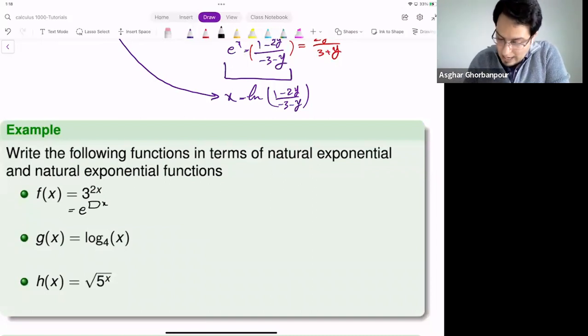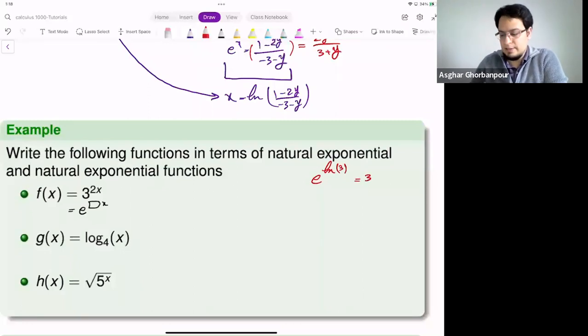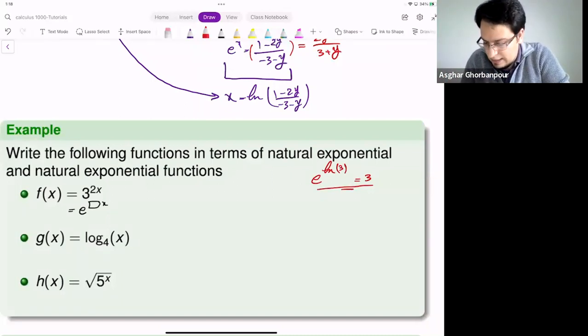Okay. Well, the way we do it, this is the key point. Remember that ln of e to the power anything is that thing itself. So in particular, if it is 3 here, this will be 3. This is the fact that I was saying, that ln and the natural exponential are inverses of each other.